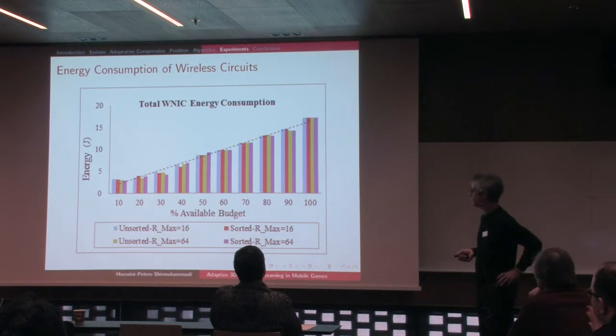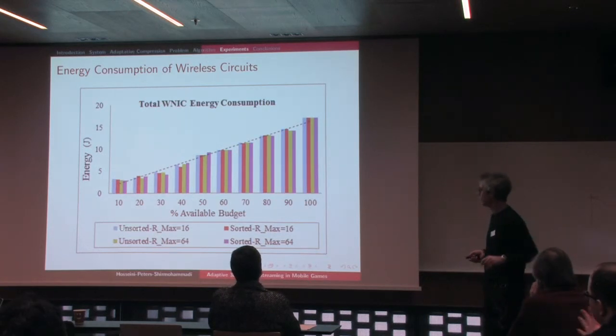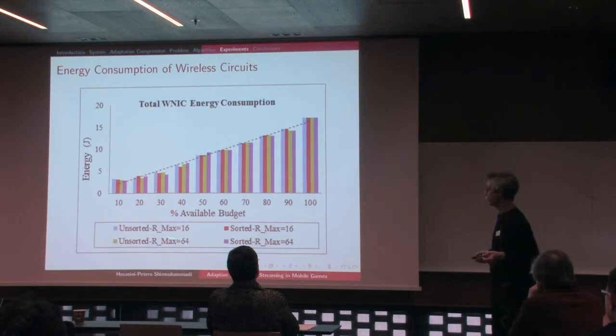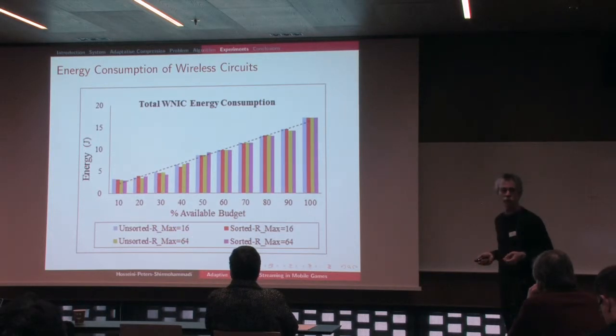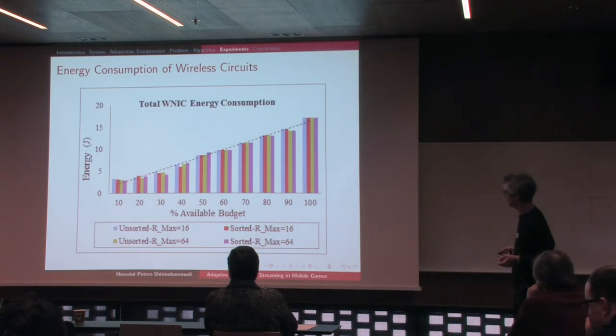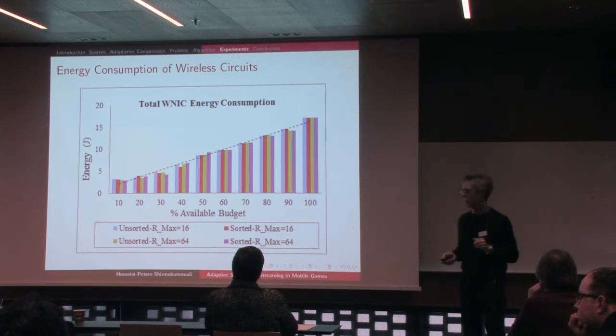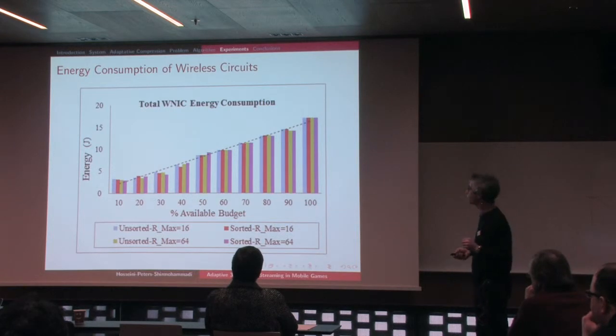this was the result of measuring the energy consumption. So this is 10, 20, and so on, percent of the total size as the available budget. And this is the actual measured energy for the four different types of experiments where the user-specified quality was either 16 or 64. And we either just did them in arbitrary order or we sorted them by size. The trend line here is actually for the red one, the sorted with 16, but they're all basically linear. So it's not such a bad approximation of energy. This is what we used.